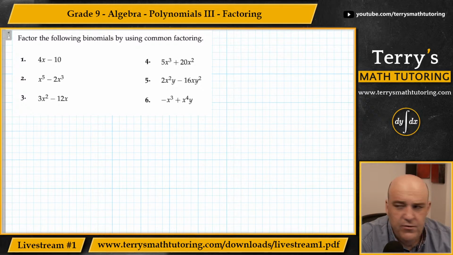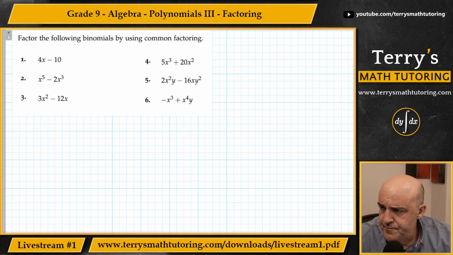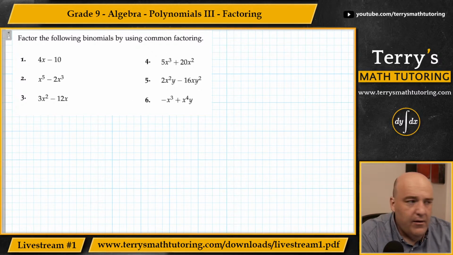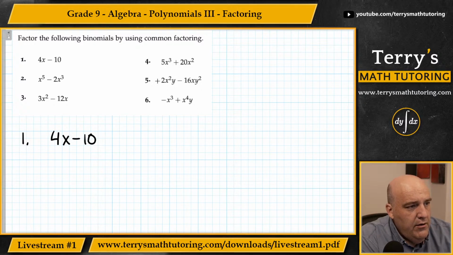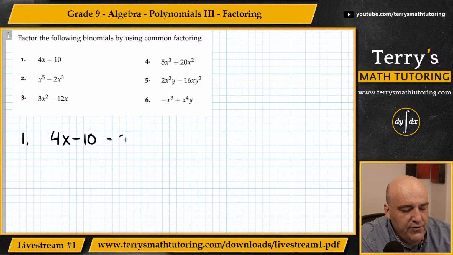So here are the first few questions. On the very first one there, 4x minus 10, this is common factoring. This is the first kind of factoring we're going to learn. We look at each term and we think what's common there. What number or what quantity can we divide each term by? And that would be the number 2, right? 2 goes into 4 and 2 goes into 10. So it's kind of like we can pull out a 2 to the front here.